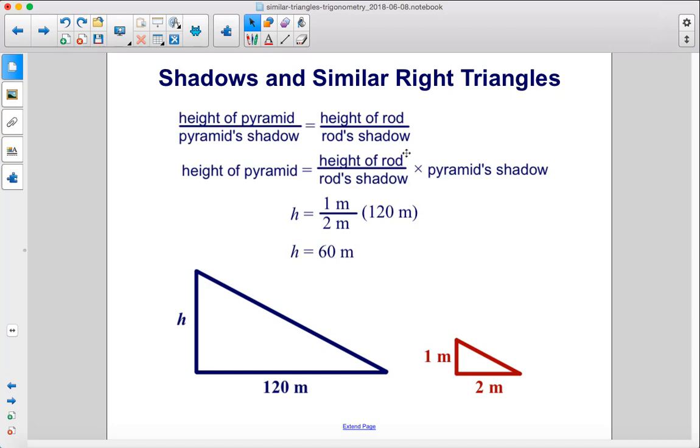We just need to set up a ratio. So here we have the height of the pyramid over the pyramid's shadow equal to the height of the rod over the rod's shadow. So multiply both sides by the pyramid's shadow and then put in all of the values that we have, and we get that the pyramid is 60 meters high.